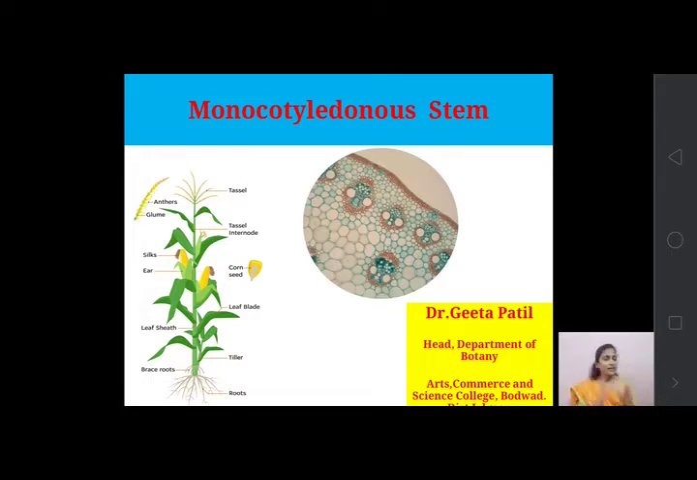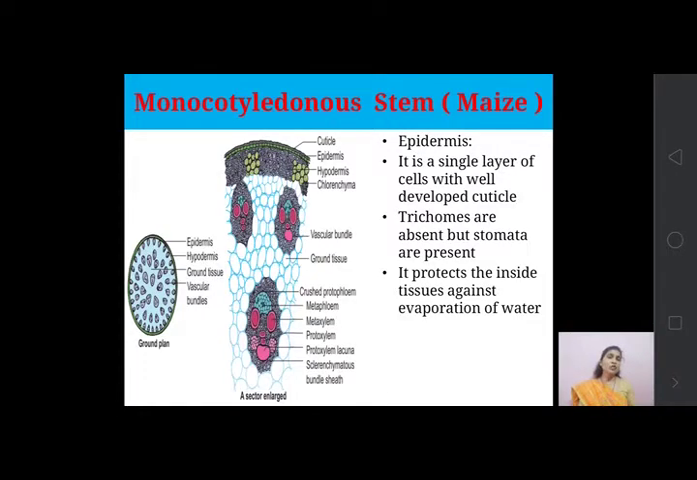So the lateral meristematic tissues are absent in case of monocotyledonous stem, whereas in dicotyledonous stem these lateral meristematic tissues are present. Hence secondary growth takes place in dicot, and in monocot it is absent. So let's start with the internal structure of the monocotyledonous stem. We take the maize plant here in your syllabus, that is the monocotyledonous plant.